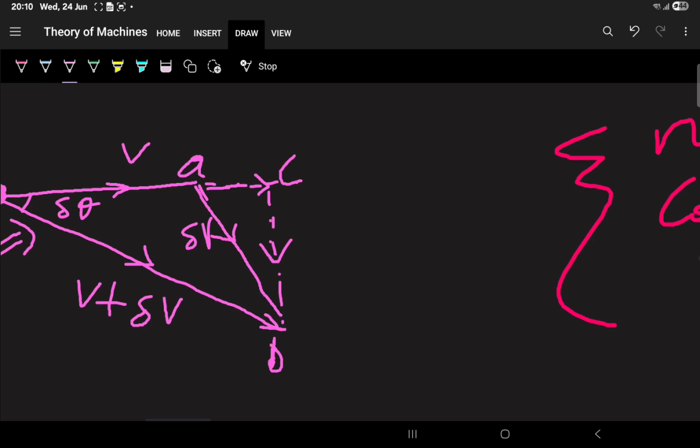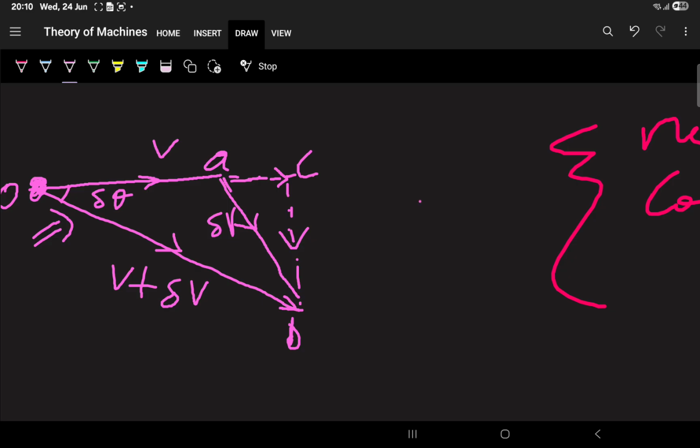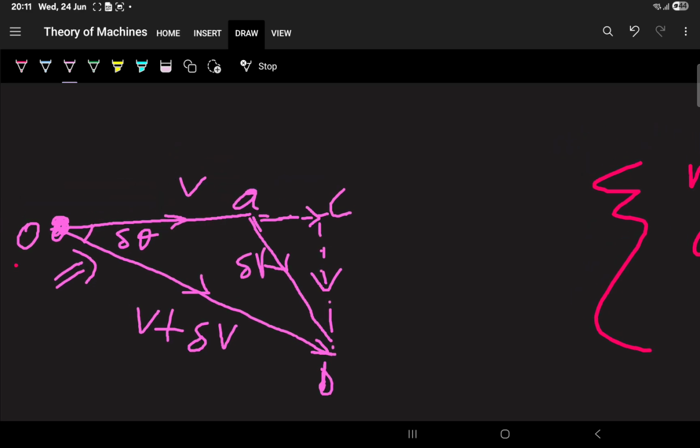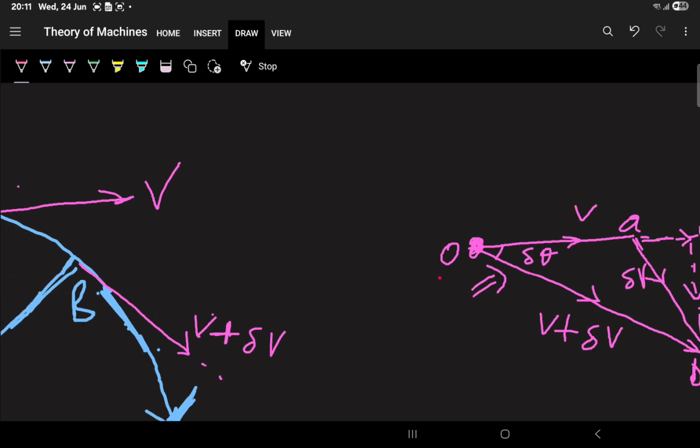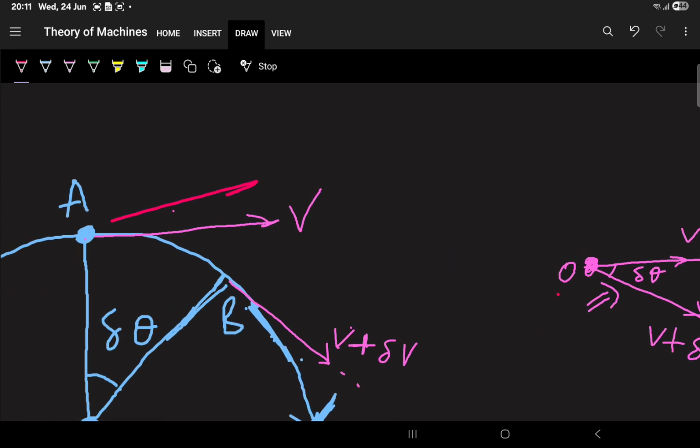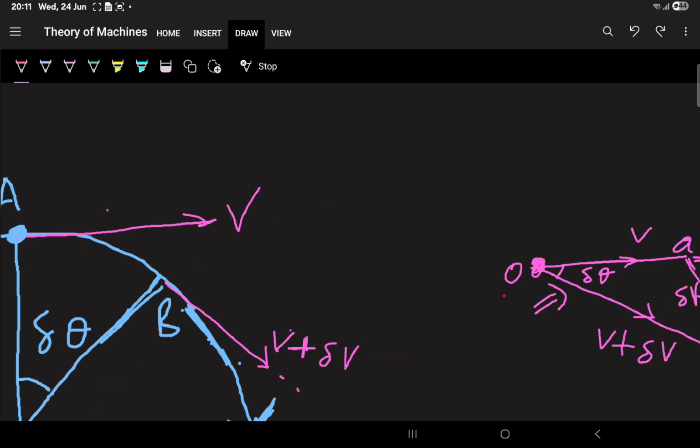Now remember, anytime we mention acceleration, we are considering change in velocity by change in time. So remember, now we are building upon a previous premise. Back here, we know this to be our tangential velocity.